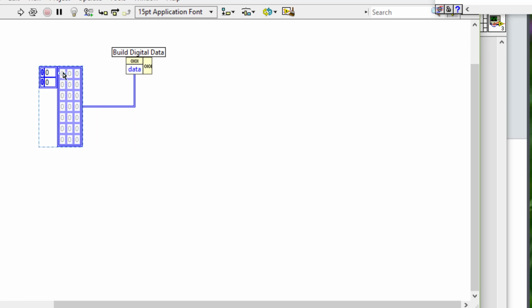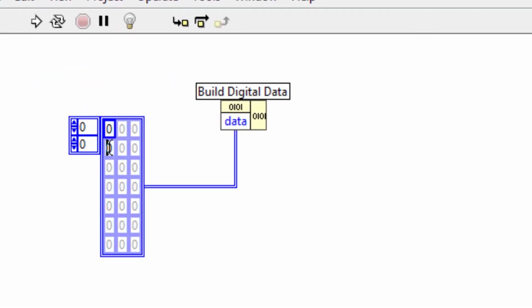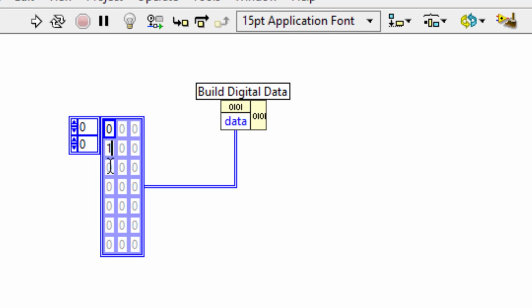And let's specify the digital values 0, 1, 2, 3, 4, 5, 6 and 7.